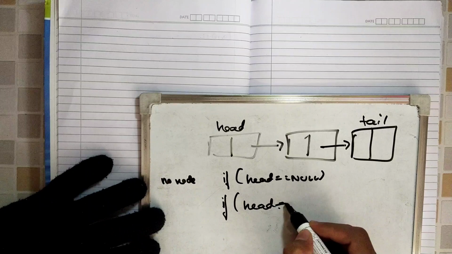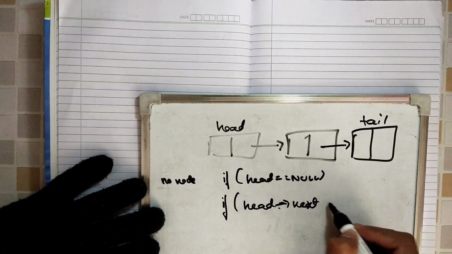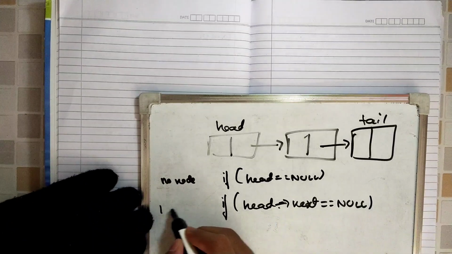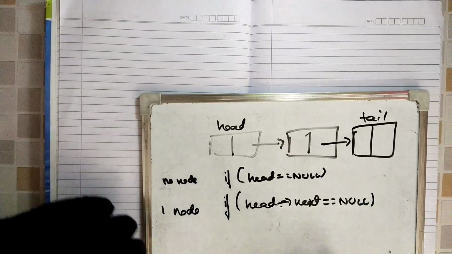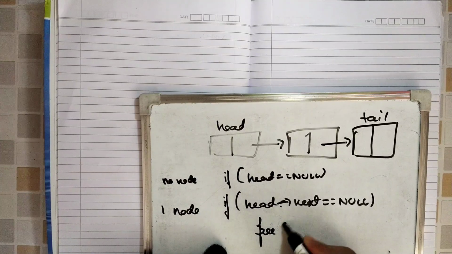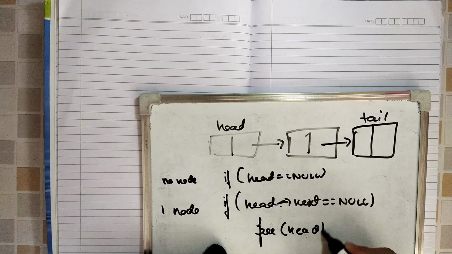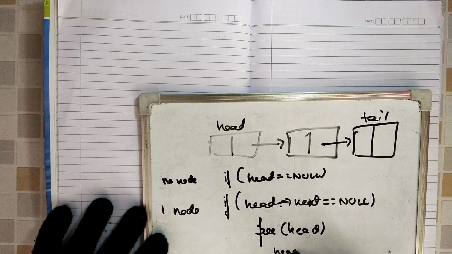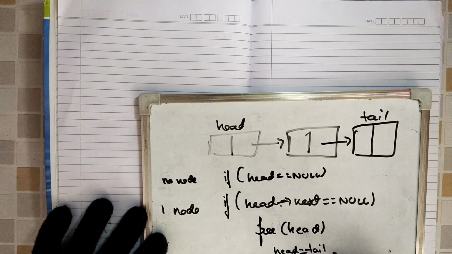If head of next equals to null. Okay, so here what you have to do, this means only one node. If I want to delete and I know only one node is there, so what I will do, directly I will write free of head. Directly I will delete that free of head. Okay, then what I will do, head equals to tail equals to null.